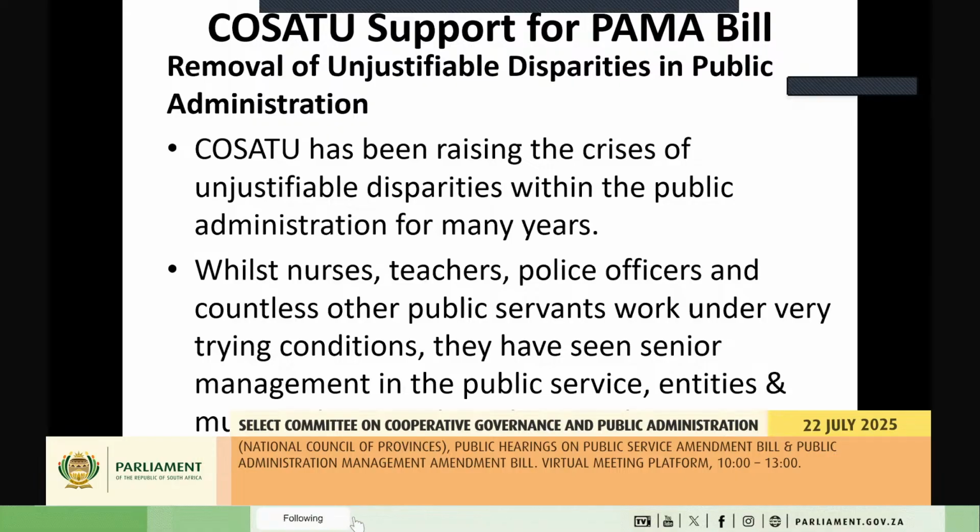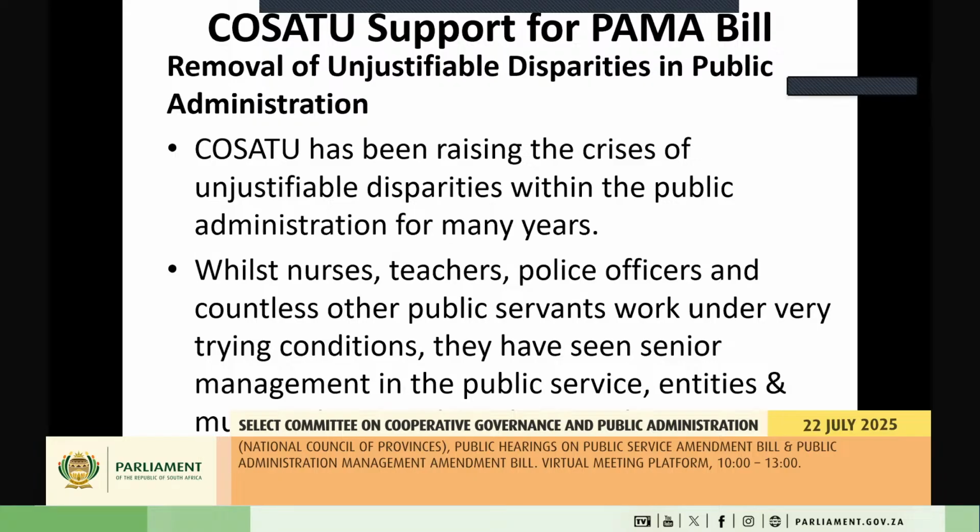Chair, on the unjustifiable disparities in the public administration, there's a clause which tries to empower the state to deal with those, to remove them. We've been raising this for quite some time, Chair, as COSATU. And to be fair to the state, it had to integrate various administrations in '94, and of course there are many entities, SOEs, municipalities, and so forth. But there is a real problem.